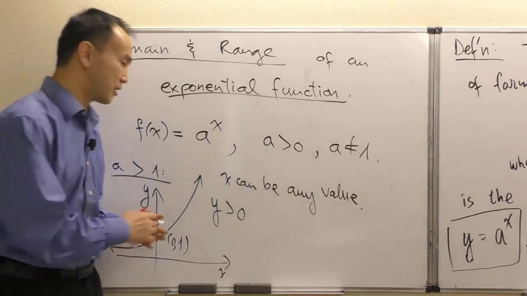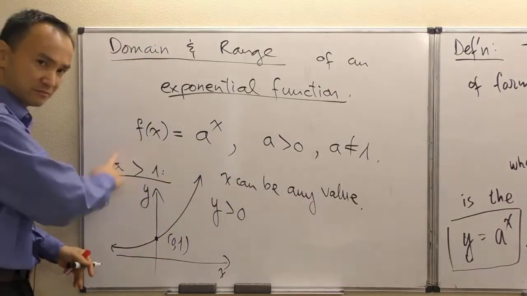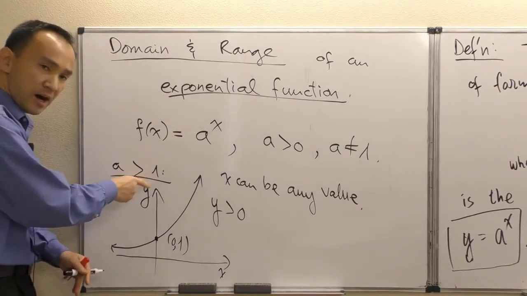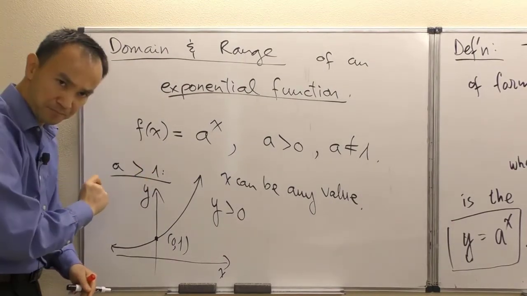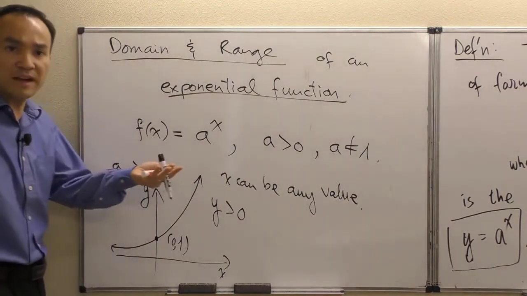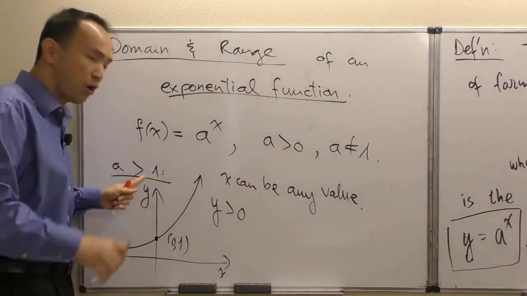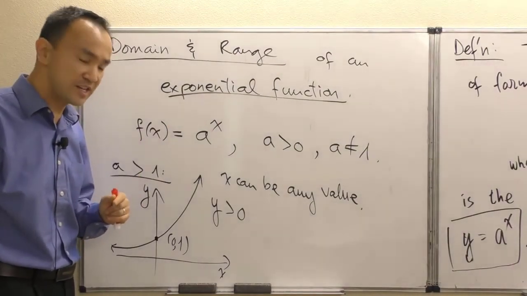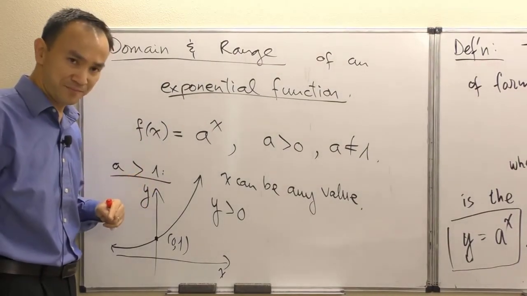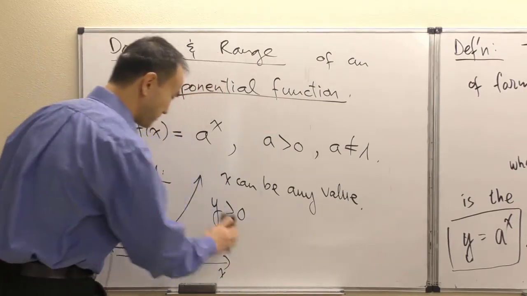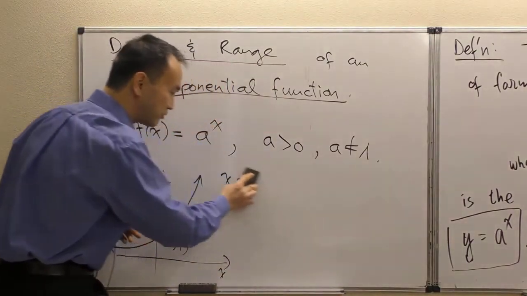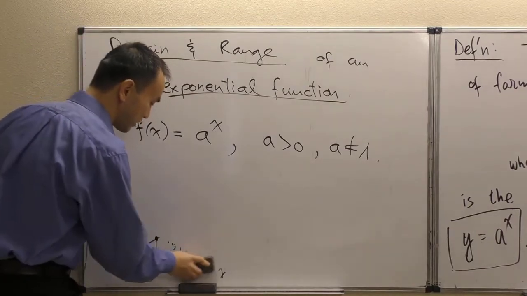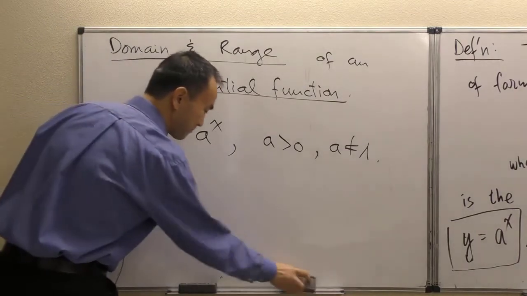Okay, so that's the observation, but that was restricted to the case where the base was a value greater than 1. But in the world of exponential functions, the base is not always greater than 1. What about those graphs, those cases where the base was less than 1? Allow me to erase this because we want to reinvestigate for the different case. I'm going to erase this case because we're done with that.